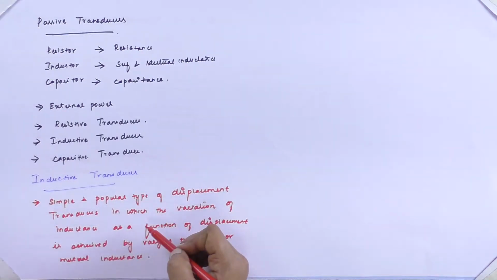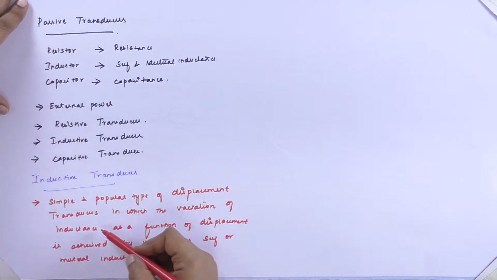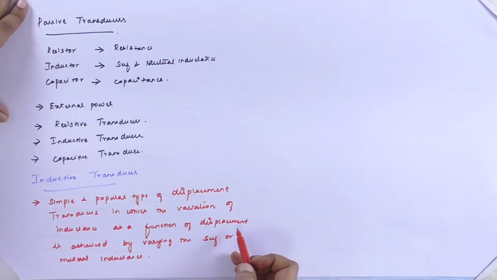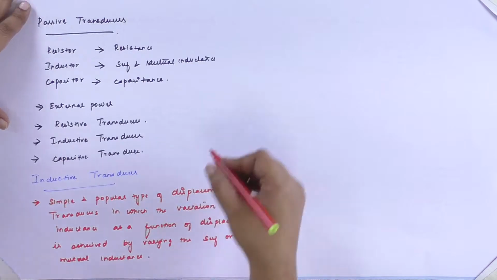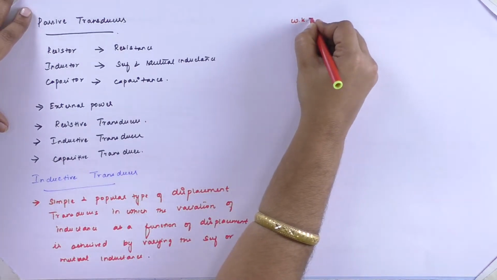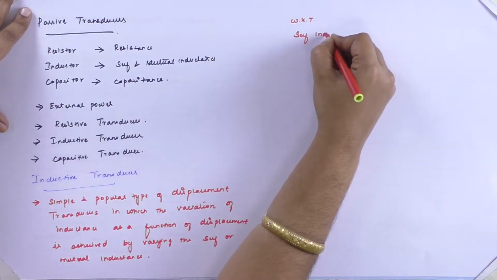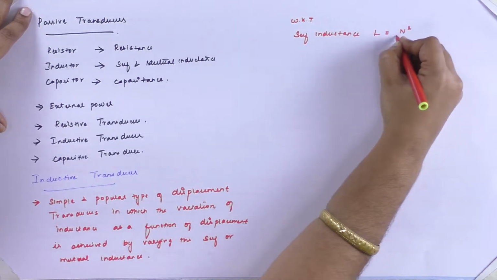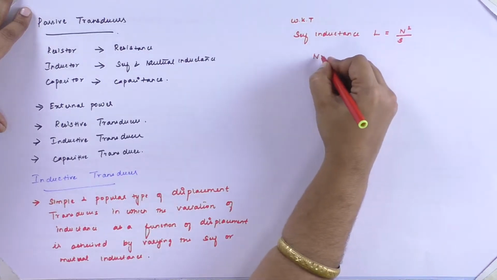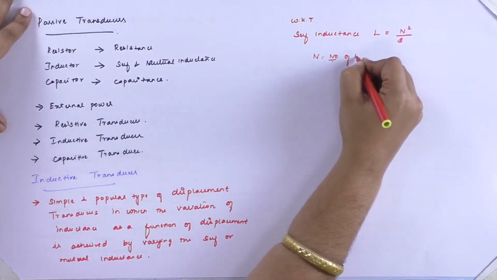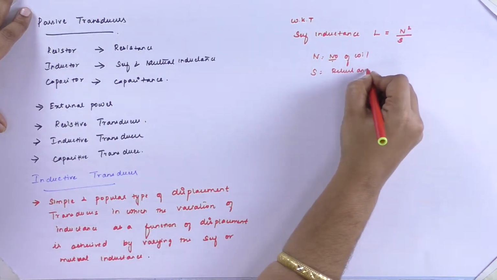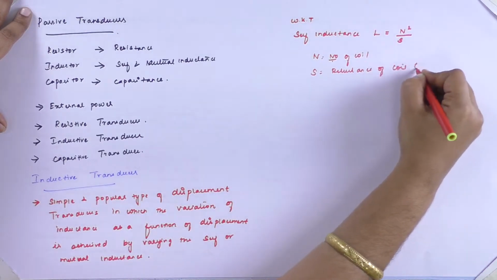So inductive transducers are the popular type of displacement transducers in which the inductance acts as a function of displacement, which is achieved by varying the self and mutual inductance of the coil. We know that the self inductance, which is represented as L, is equal to N square by S, where N is the number of coils and S is the reluctance of the coil.